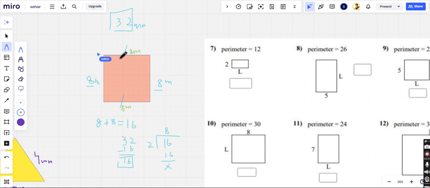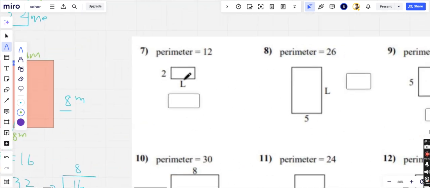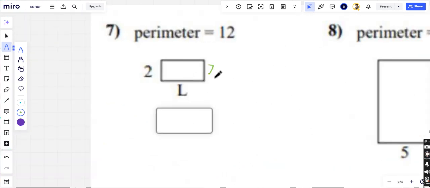Now we recheck our answer. 8 plus 8 we get 16. 16 plus 8 we get 24. 24 plus 8 we get 32, or not? Yes. Good.